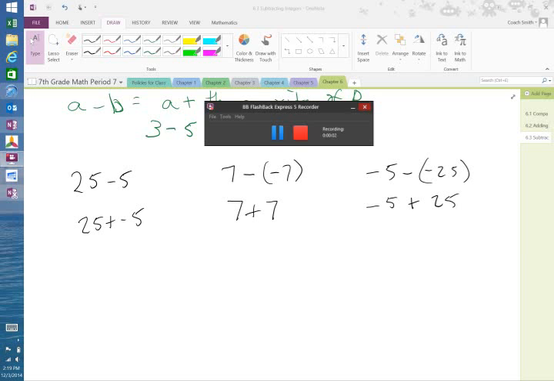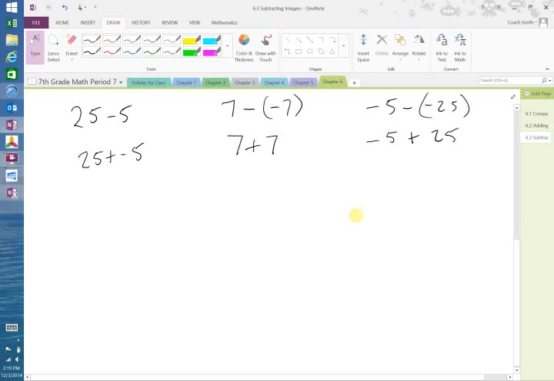Now, as we look at our problems, we had 25 minus 5. We changed it to 25 plus negative 5. Then we had 7 plus 7. We had 7 minus negative 7. That changed to 7 plus 7. Then we had negative 5 minus negative 25, and that changed to negative 5 plus 25. Now I need the actual simplified versions. Okay? The actual simplified version.